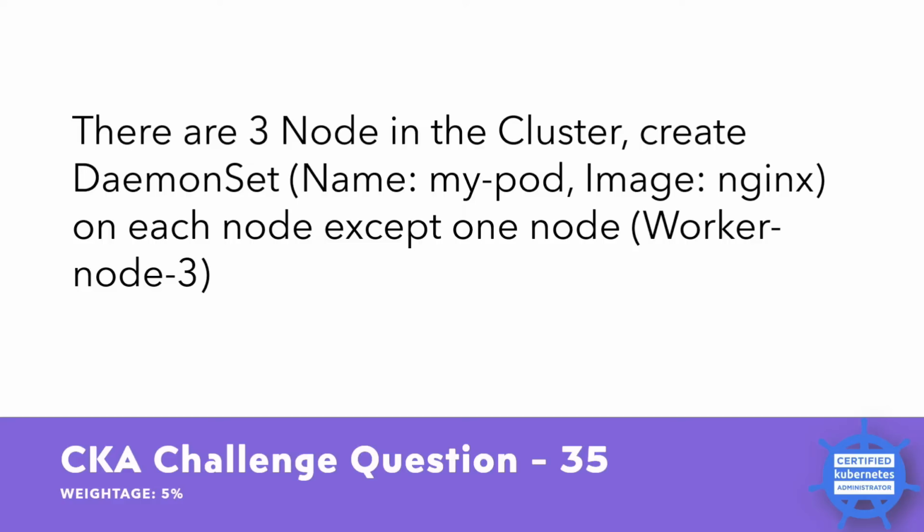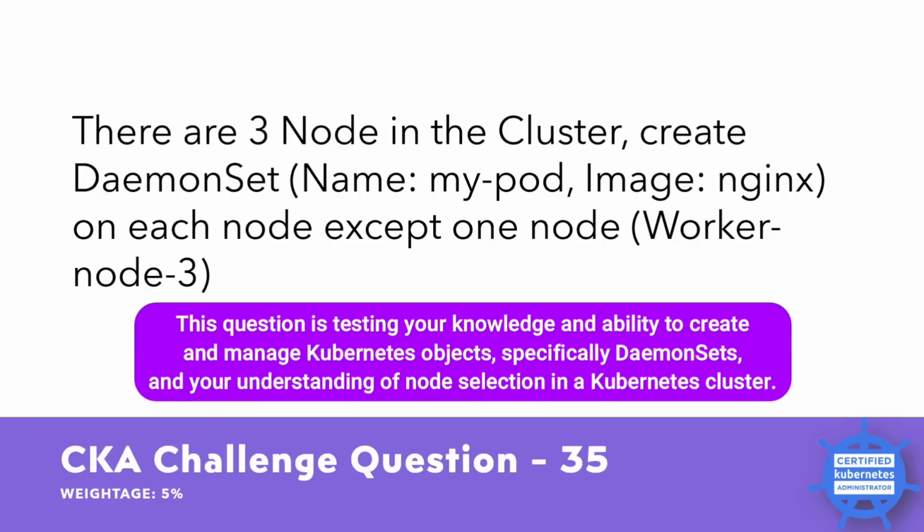To accomplish this task, you will need to create a Kubernetes manifest file that defines the daemon set object with the given specifications. You will also need to ensure that the manifest file specifies the appropriate selector and node selector to target only the first 2 nodes and exclude the third one. Overall, this question is testing your knowledge and ability to create and manage Kubernetes objects, specifically daemon sets, and your understanding of node selection in the Kubernetes cluster.